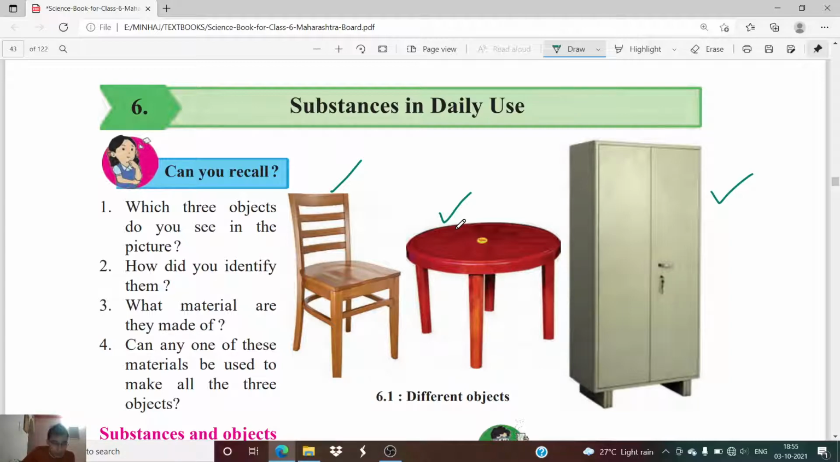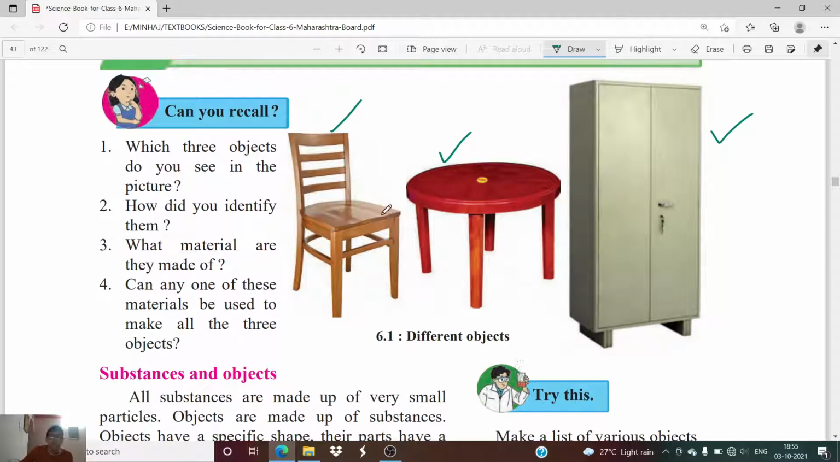Now, can we use any of these materials to make all the things which are there over here? Can we use wood to make a cupboard? Yes, we can use wood to make a cupboard. Can we use wood to make a table? Yes, we can. Now, can we use plastic to make a chair? Yes, surely we can use plastic to make a chair, and we can also make a cupboard using plastic. Similarly, we can use steel to make a chair and also a table. That means a single material or a single substance, consider the metal, can be used to make different objects.